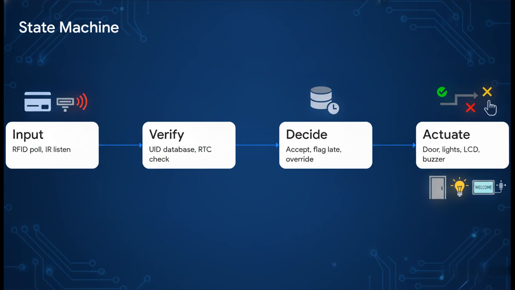Basically, that means we take a complex coding concept and turn it into a highly predictable, continuous 4-phase loop. Phase 1 is input. It's constantly polling for an RFID card or an IR signal. Phase 2 is verify, checking that scanned UID against our database and glancing at the clock. Phase 3 is decide, figuring out if the student is on time, late, or if a teacher is forcing an override. And finally, Phase 4 is actuate, physically moving the door, flipping the lights on, and updating the LCD.